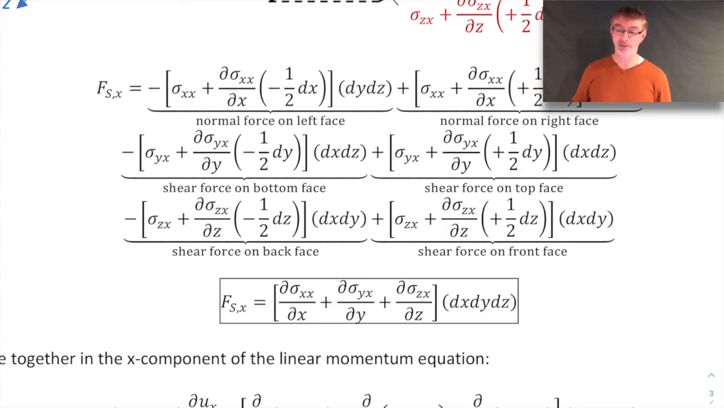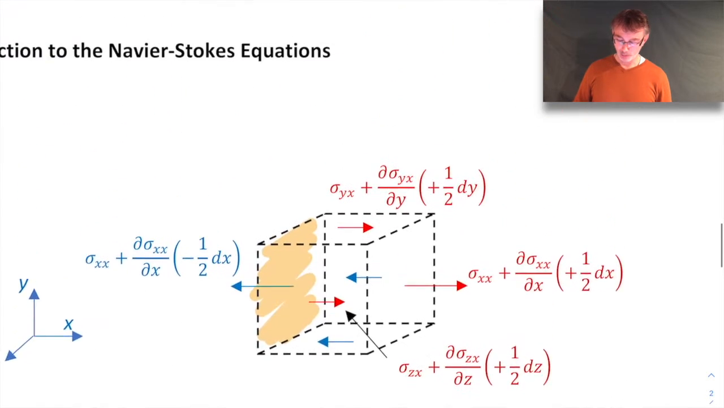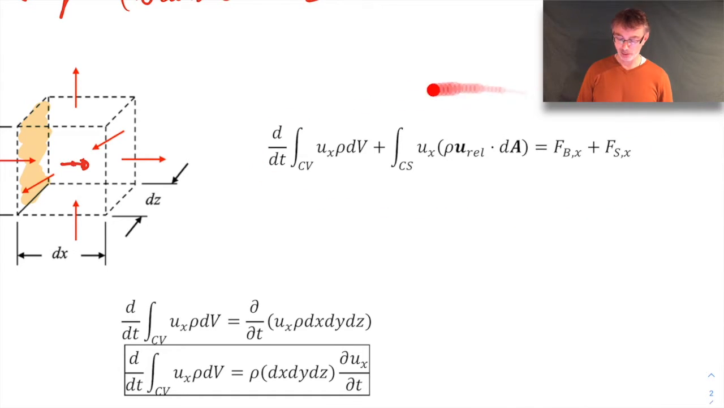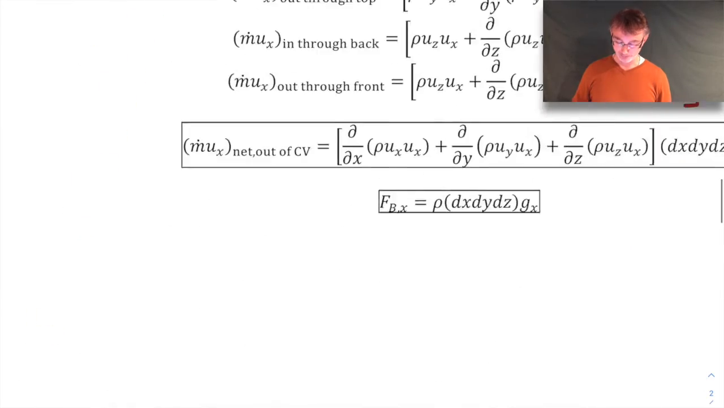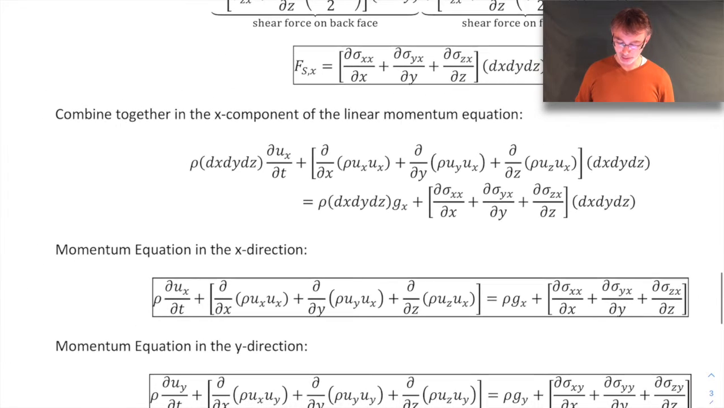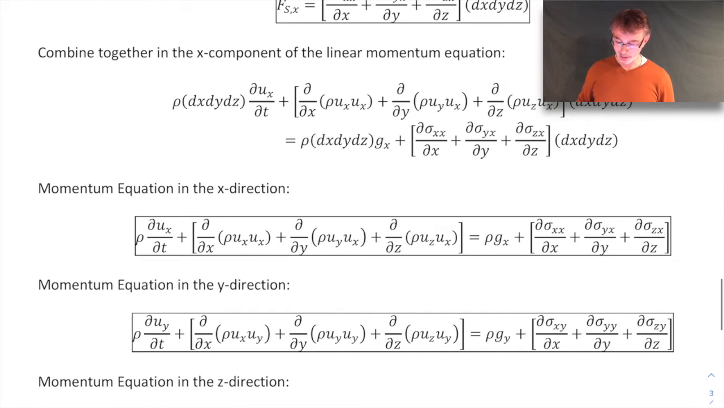Let's go ahead and substitute them in. So what we're going to do is take all of our components, substitute them back into our linear momentum equation, and then simplify it. So when we substitute them all together, there's our linear momentum equation. You can see there's a dx, dy, dz in all of these. So we can divide through by that, and then we end up with what is called the momentum equation in the x direction. So that's our momentum equation in the x direction.